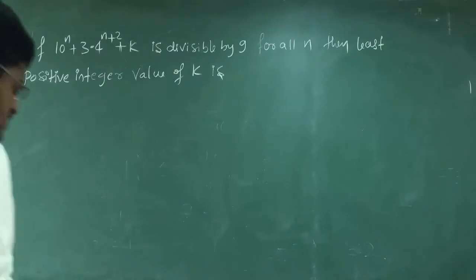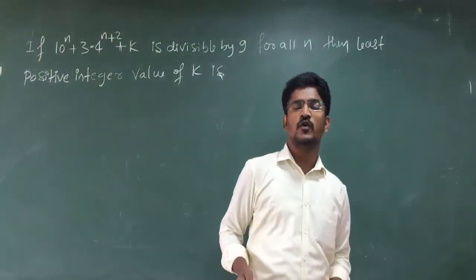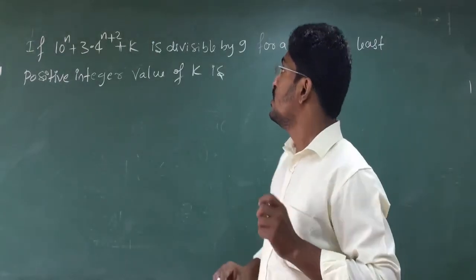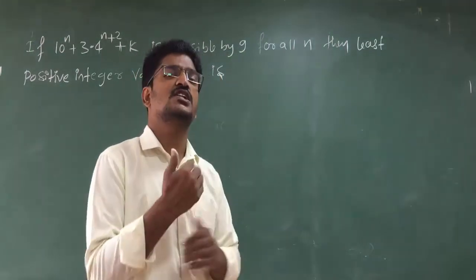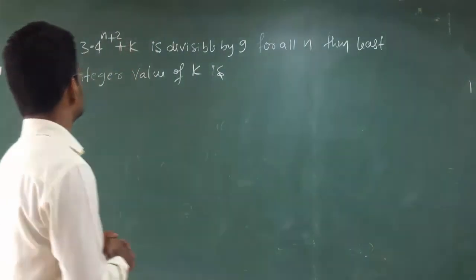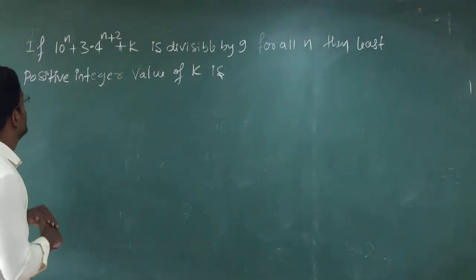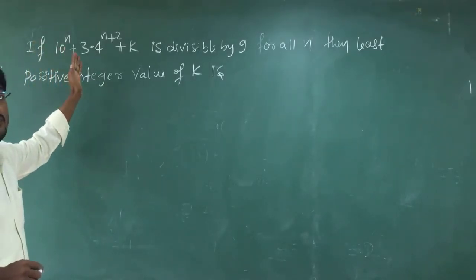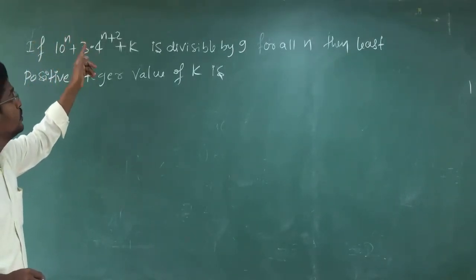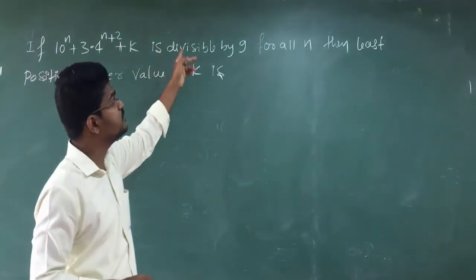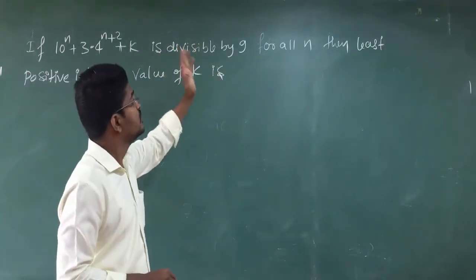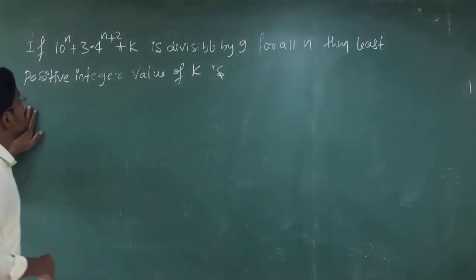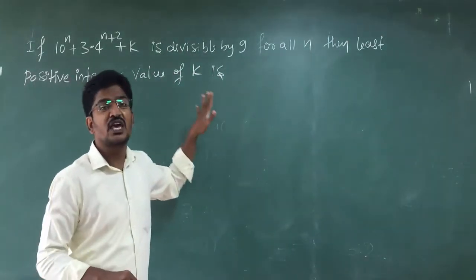Okay, students. So next, let us move to the next problem, from your mathematical induction. This is also again an integer type of question. So let us go for this question. If 10 to the power of n plus 3 multiplied with 4 to the power of n plus 2 plus k is divisible by 9 for all n, then the least positive integer value of k is.